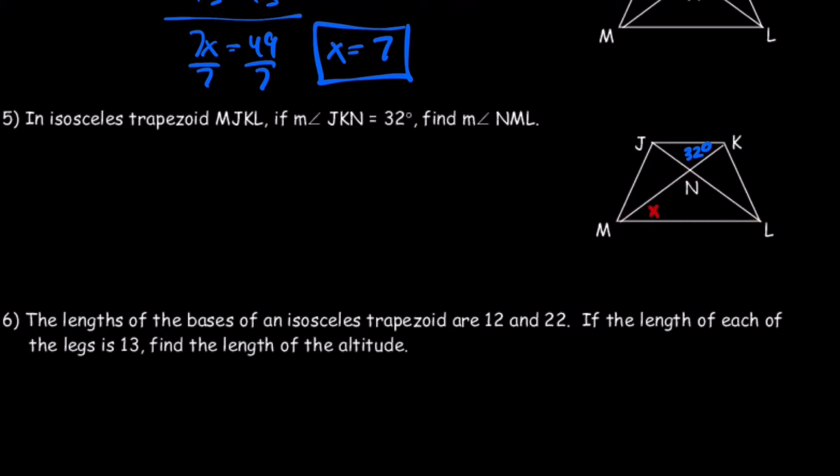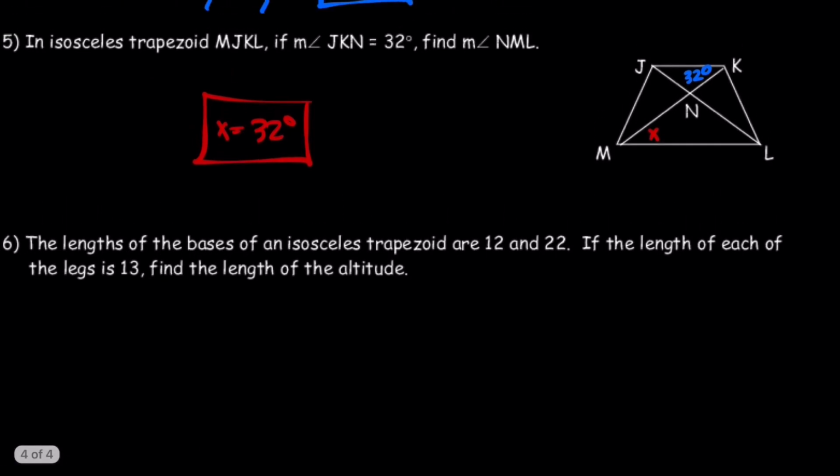Remember in class we talked about alternate interior angles. We said when we have two parallel lines cut by a transversal, alternate interior angles are equal. One of the ways you can recognize that is by looking for a Z. In a Z, those two angles are equal. So this one right here, X equals 32 degrees. Not a whole lot of work to show for that one.